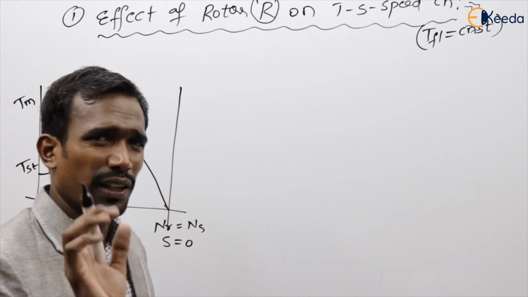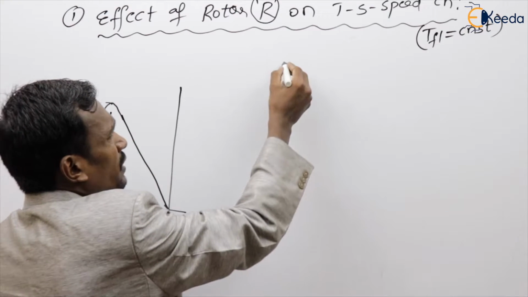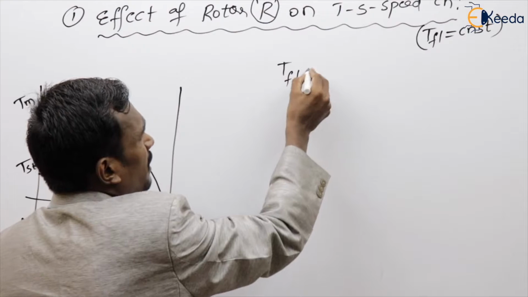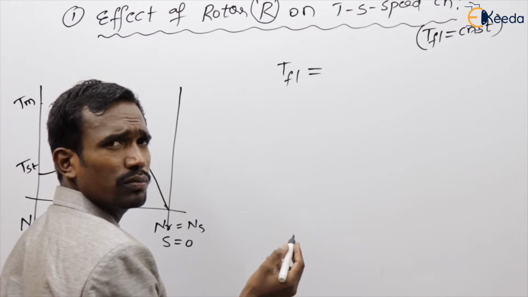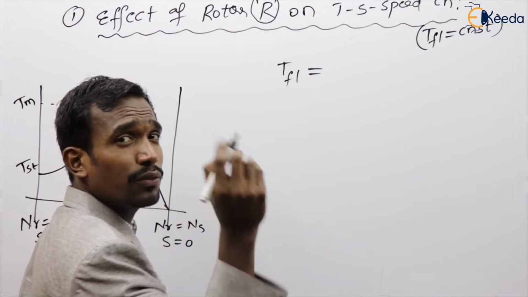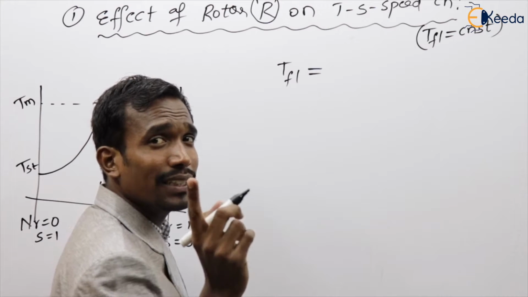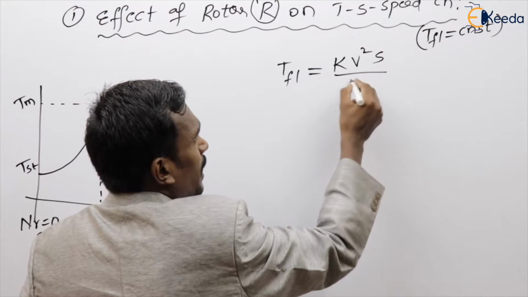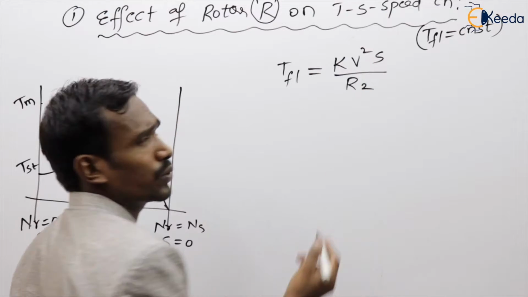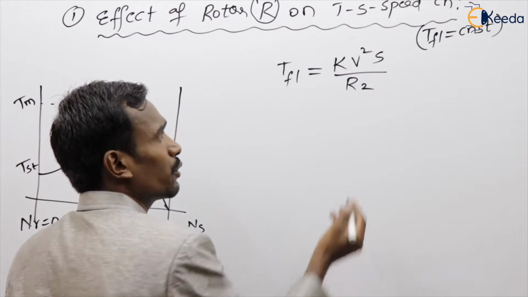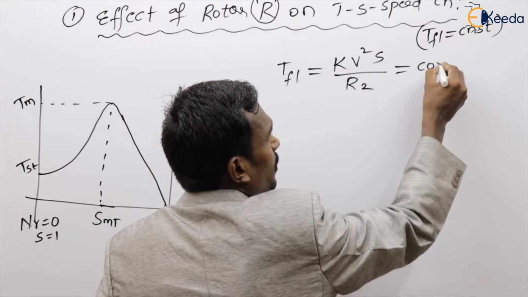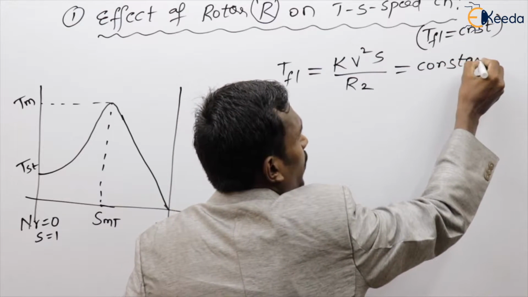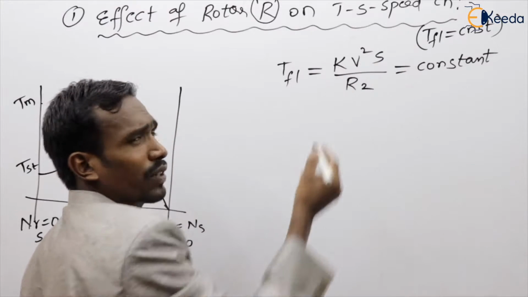Very important, listen carefully. So what is full load torque actually? The full load torque of the machine is given by the approximated full load torque formula, kV square into S by R2. This should be constant according to our heading.